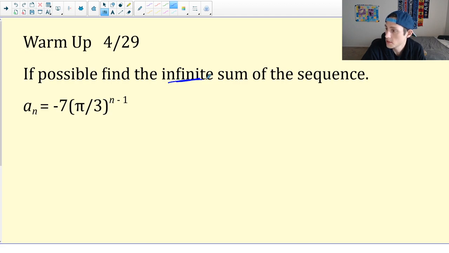All right, but since this specifically says infinite sum, I'm imagining, what if I added up all the terms of this sequence? Well, not all. We never stopped adding up the terms, right? We plug in 1, we plug in 2, we plug in 3, we plug in 4, we add all that stuff up forever. Will we get something? I don't know. Let's find out.